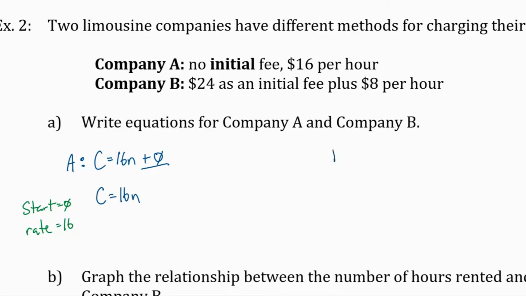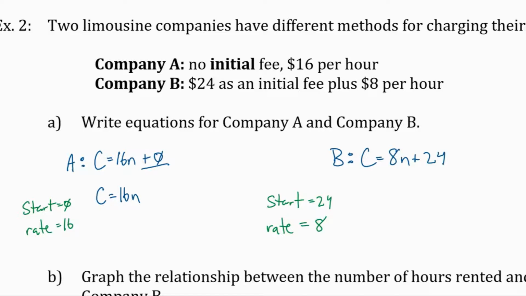For B, I'll have a start of 24 and a rate of 8. So this is C equals 8N. This is the rate. 8 is the rate, so it's with the N, right? Plus the start, which is, whoops, not 12. Don't know where I got that from. 24 is the start. So there's the equations for company A and company B.